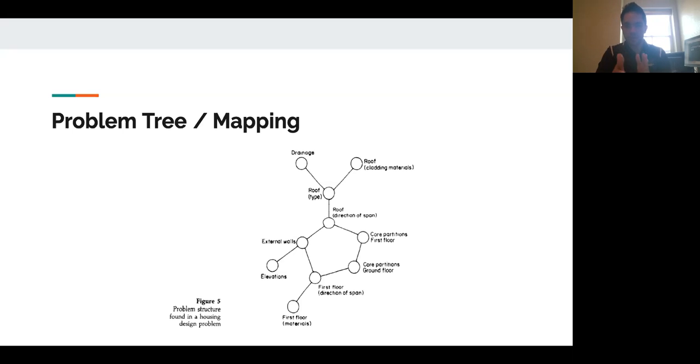So for example, like internal walls and elevations, I think that's like a 2-week problem. I then shorten the length of that mapping from the node of external walls to the node of elevations. I think it's only going to take 2 weeks. So I then make my vector 2 weeks between that problem and finding the solution. Does that kind of make sense? Yeah, cool.